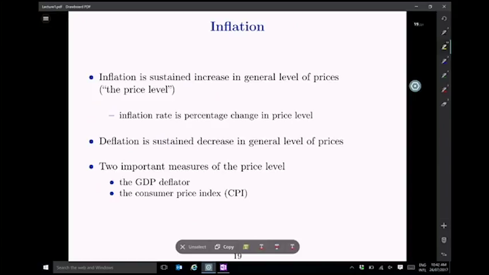The second concept that we want to discuss is inflation. What is inflation? Inflation refers to a sustained increase in the general price level, and the inflation rate is normally calculated as the percentage change in the price level. And when we talk about inflation, there's another side of it. If the price keeps increasing, we have inflation. What if the price keeps decreasing? In that case, we call it deflation.